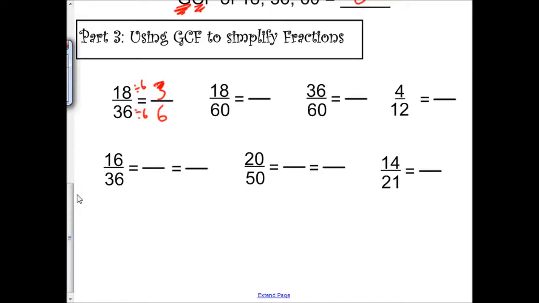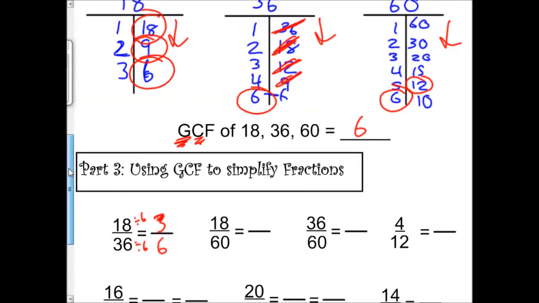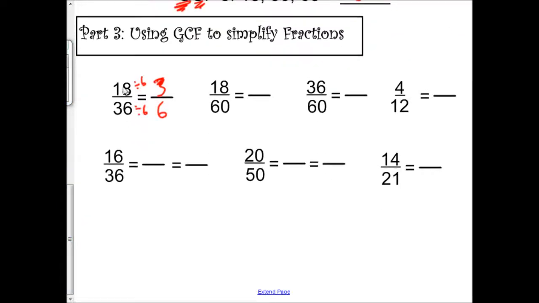Now, because that was the greatest common factor of all three, it's not necessarily the greatest common factor of 18 and 36. So what we did was we divided the top and bottom by the same thing. Just like when you created equivalent fractions with LCM, you multiply the top and bottom by the same thing. This is just the opposite. Now we can see though, after dividing by 6 on the top and bottom, these still share a factor. So we need to keep going.